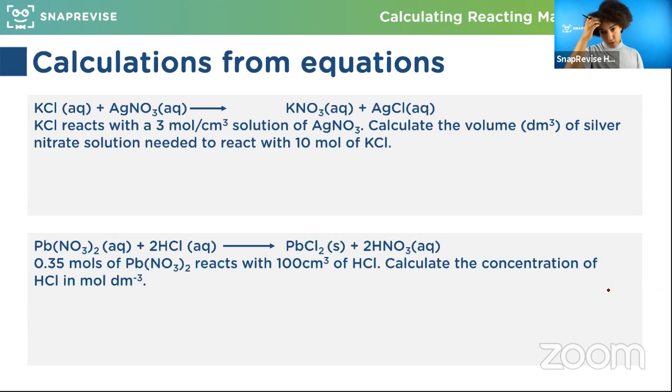Is the equation already balanced, or do we need to be doing anything to it? Anybody? We've got some no's, we've got some yeses. Yeah, it is balanced, right? Because if we count, we've got 1 and 1 potassiums, 1 and 1 chlorines, 1 and 1 silvers, and 1 and 1 NO3s. So we're all good for balancing the equation, but please, please, please check first.